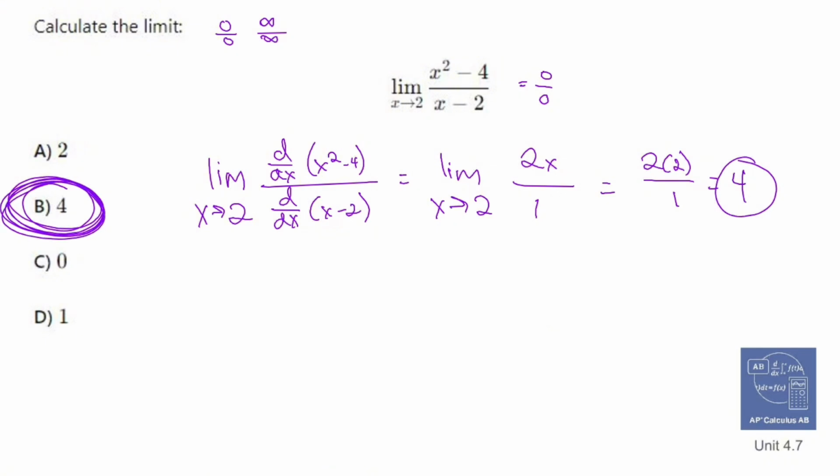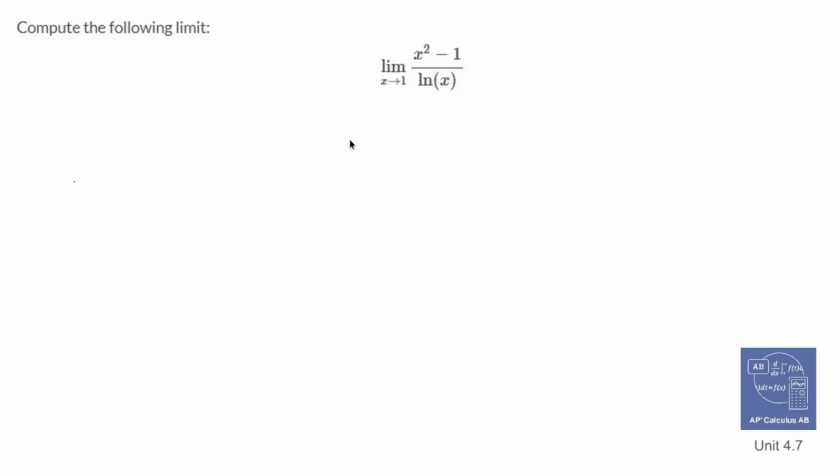So L'Hopital's rule says we don't need to factor anymore. We'll just take the derivative of the top, the derivative of the bottom, try it again, see what happens, and if it works, it works, and it did. If it doesn't work, repeat. But in this case, it worked. Everyone wins.